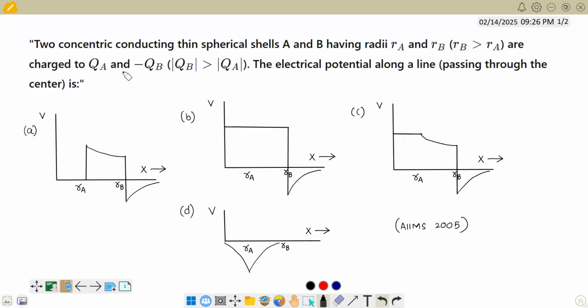Hello student, the question says two concentric conducting thin spherical shells A and B having radii RA and RB, and he has given RB is greater than RA, are charged to QA and minus QB, and he has given magnitude of QB is greater than QA. The electric potential along the line passing through the center is... So X measures the distance from the center.